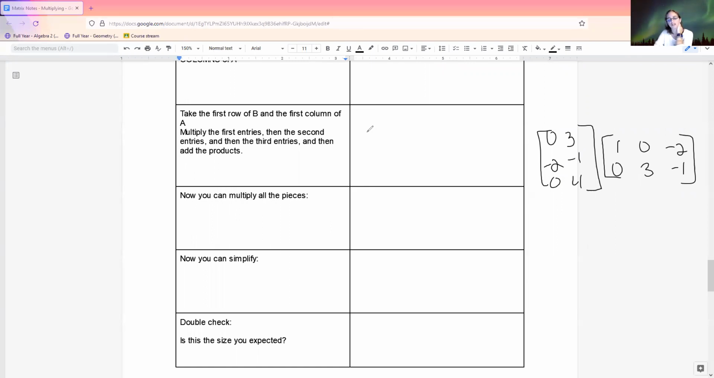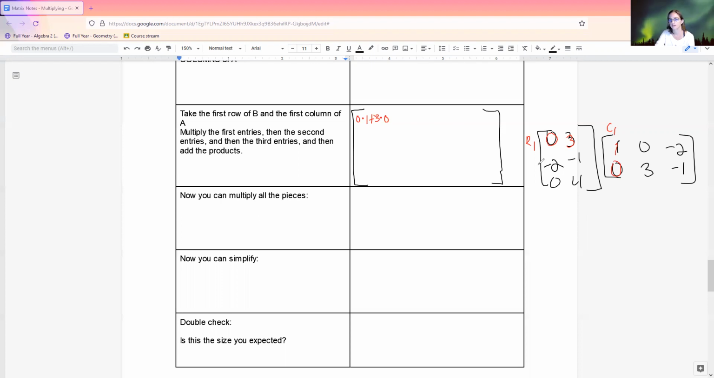So the first thing we're going to do is our colors. I'm going to do it in color, and then if you want to do it in color, you can do it in color too. I'm going to start with red. We're starting with row 1, column 1. In my answer matrix, I'm going to give myself lots of room because I know I'm going to need it. In red, 0 times 1 plus 3 times 0. Oh, well, that was pretty easy.